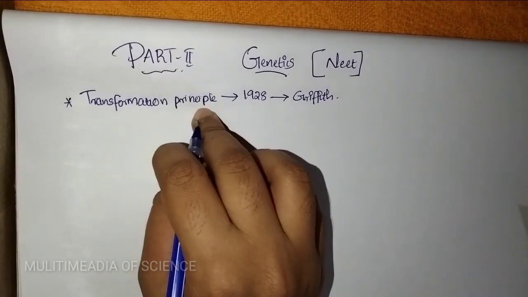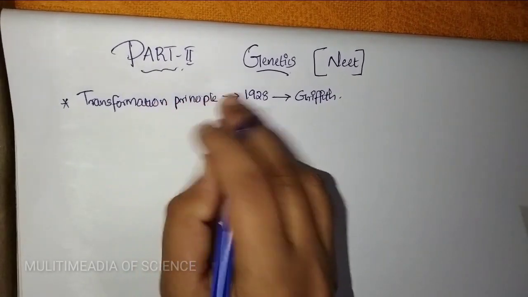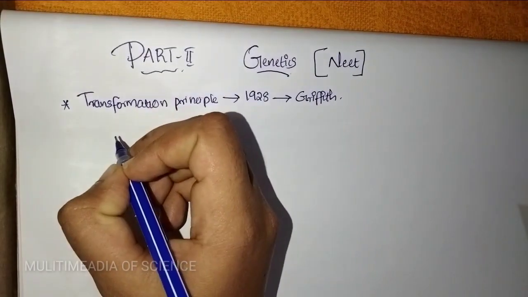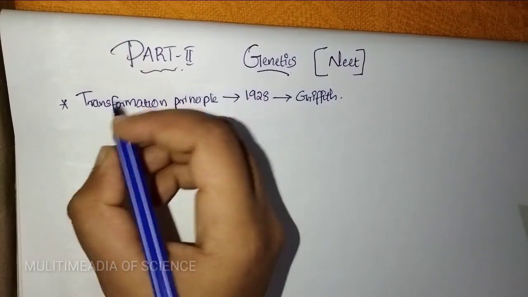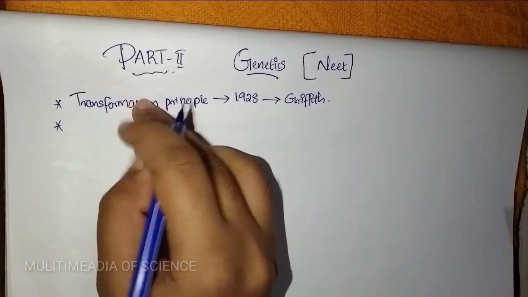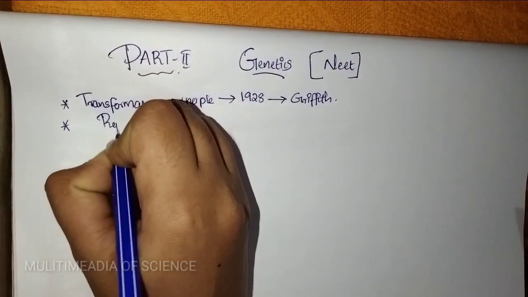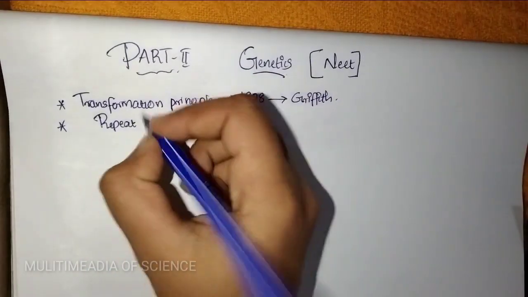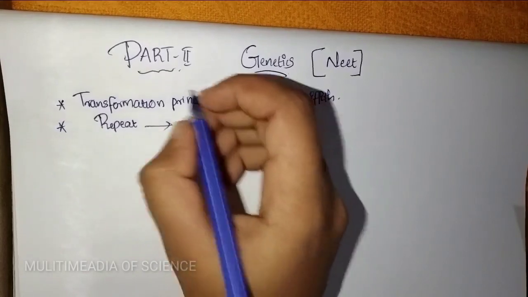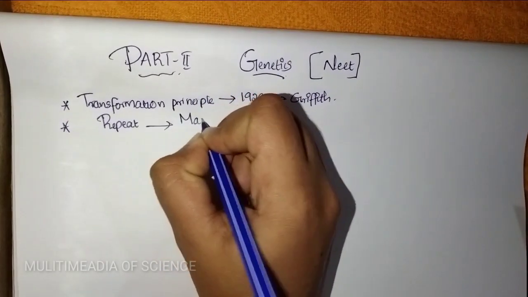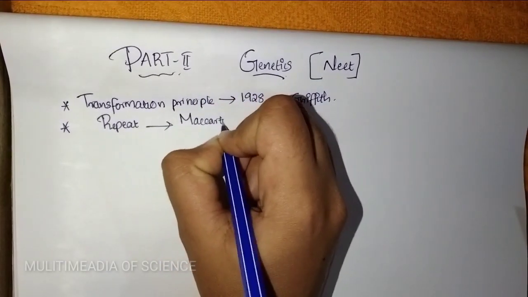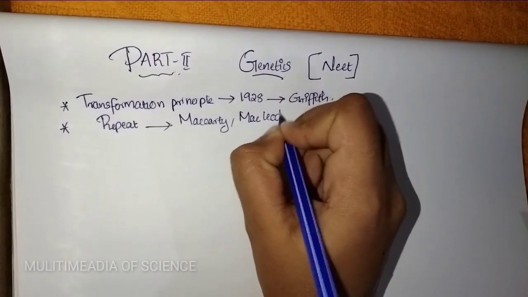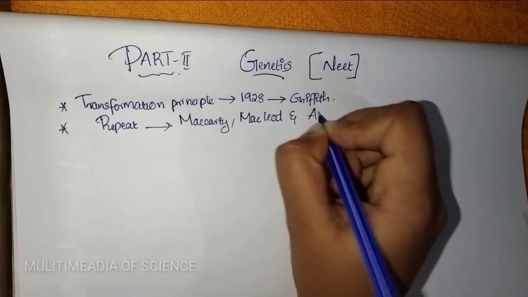And this transformation principle experiment was repeated by McCarthy, MacLeod and Avery. For more results, they repeated the experiment. Who repeated that? McCarthy, MacLeod and Avery.